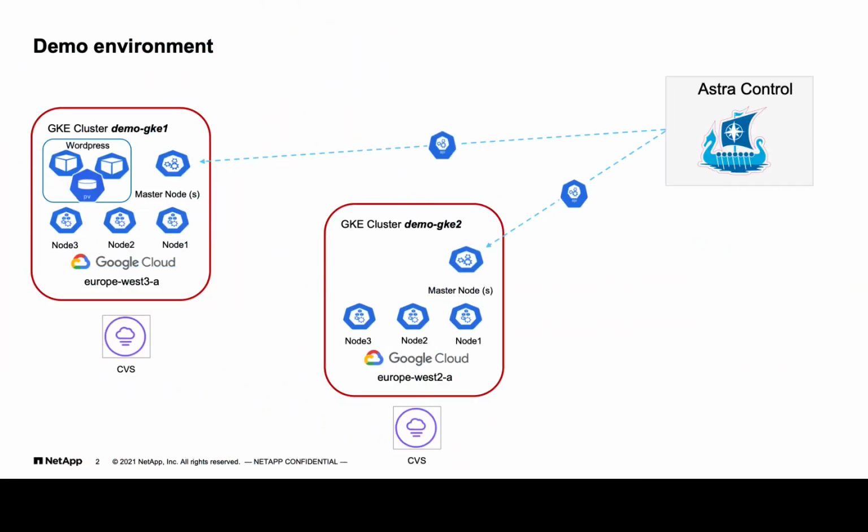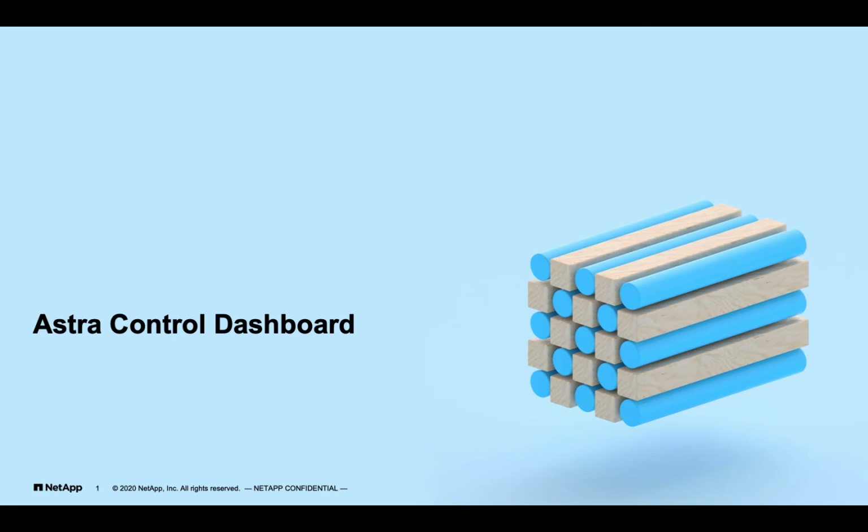As demo environment, we've prepared two GKE clusters, Demo GKE1 and Demo GKE2, in Google Kubernetes Engine in different regions. A WordPress application with persistent volumes is installed in the Demo GKE1 cluster, which we'll manage and protect with Astra Control Service. Let's start with a quick look at the Astra Control dashboard.